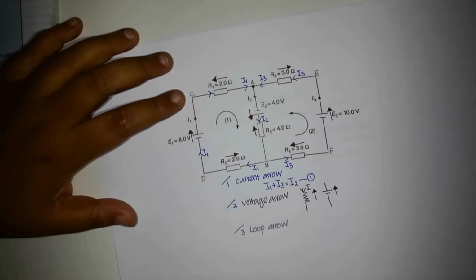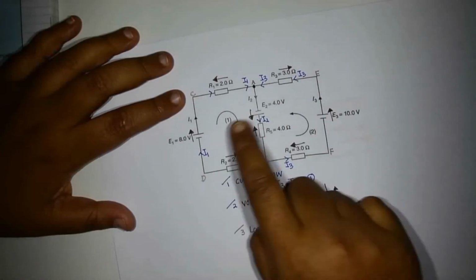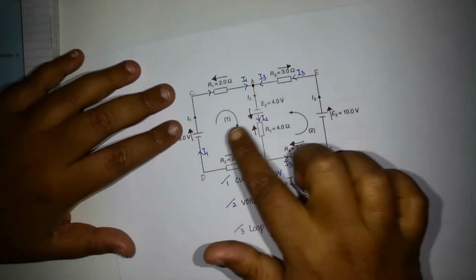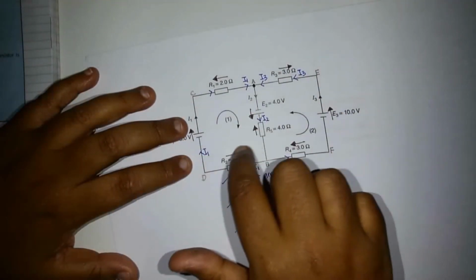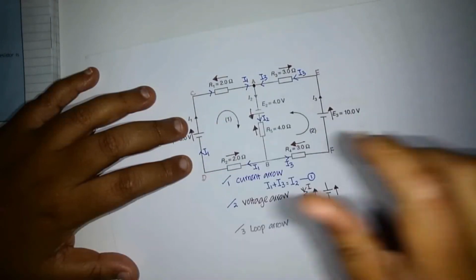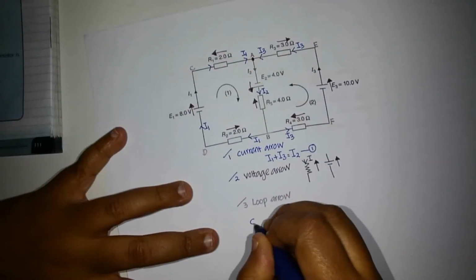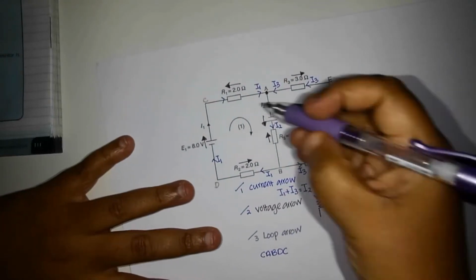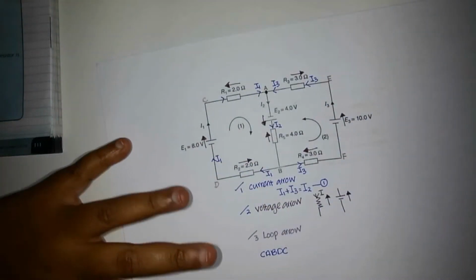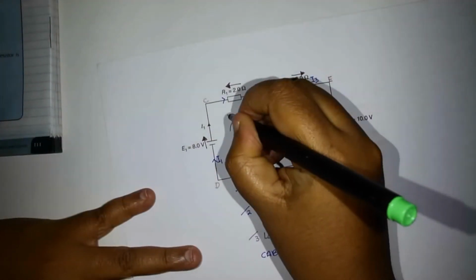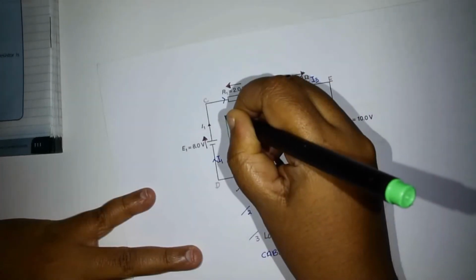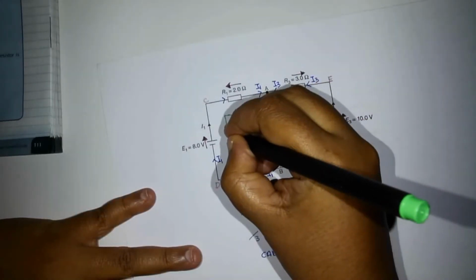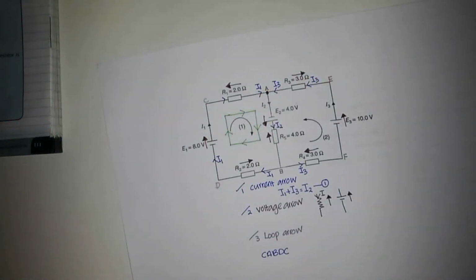I'm going to take the first one. Before that, the loop arrow can be in any direction. It can be clockwise or anti-clockwise. If they don't give, you can choose whichever you want, but the book chooses clockwise for the first loop, which is C, A, B, D, C. So I'm going to draw here C, A, B, D, C. The book already drew it, but I want to draw a better picture so that when I explain, you can understand.